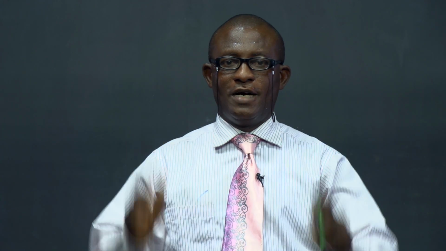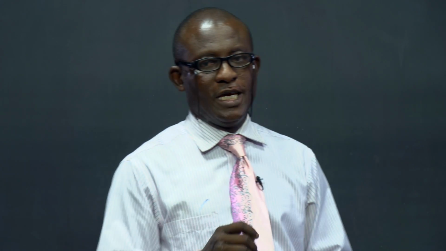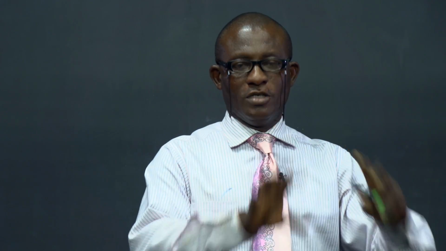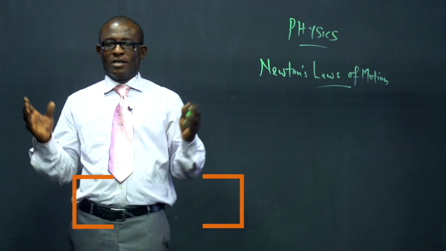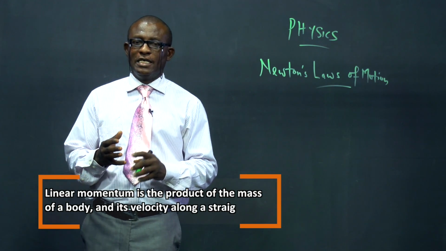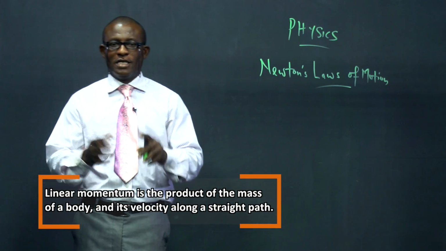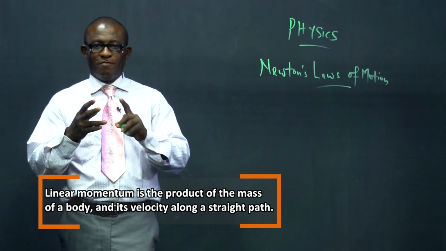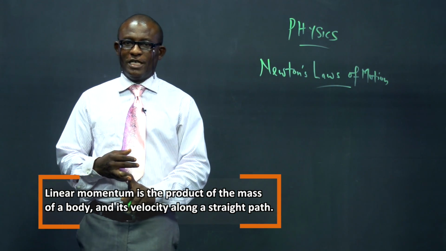The first part of the question says, define linear momentum. You have to be very careful when you are defining concepts in physics. You either get the full marks or you score 0. Linear momentum. What is linear momentum? Linear momentum is the product of the mass of a body and its velocity along a straight path.